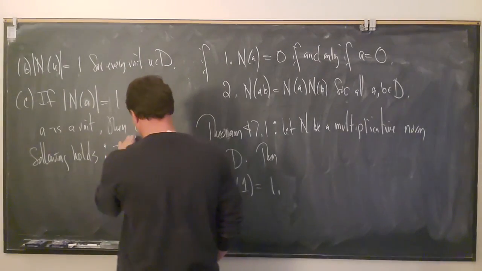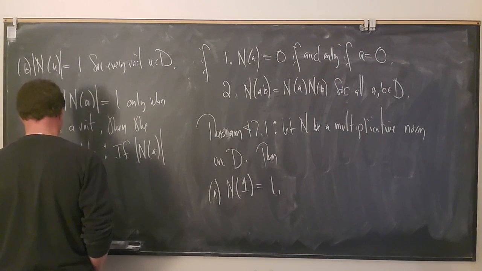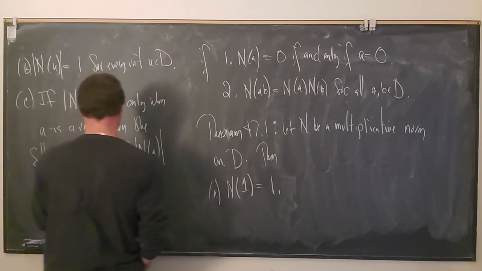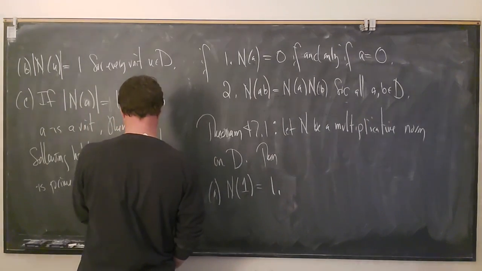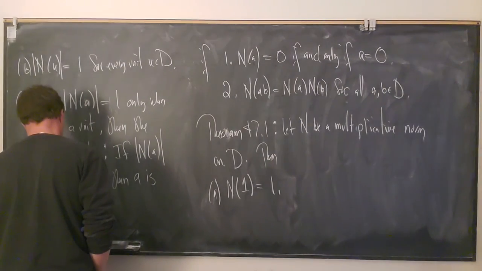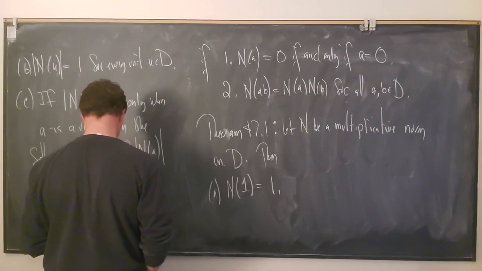If the absolute value of the norm of A is prime in Z, then A is an irreducible of capital D.